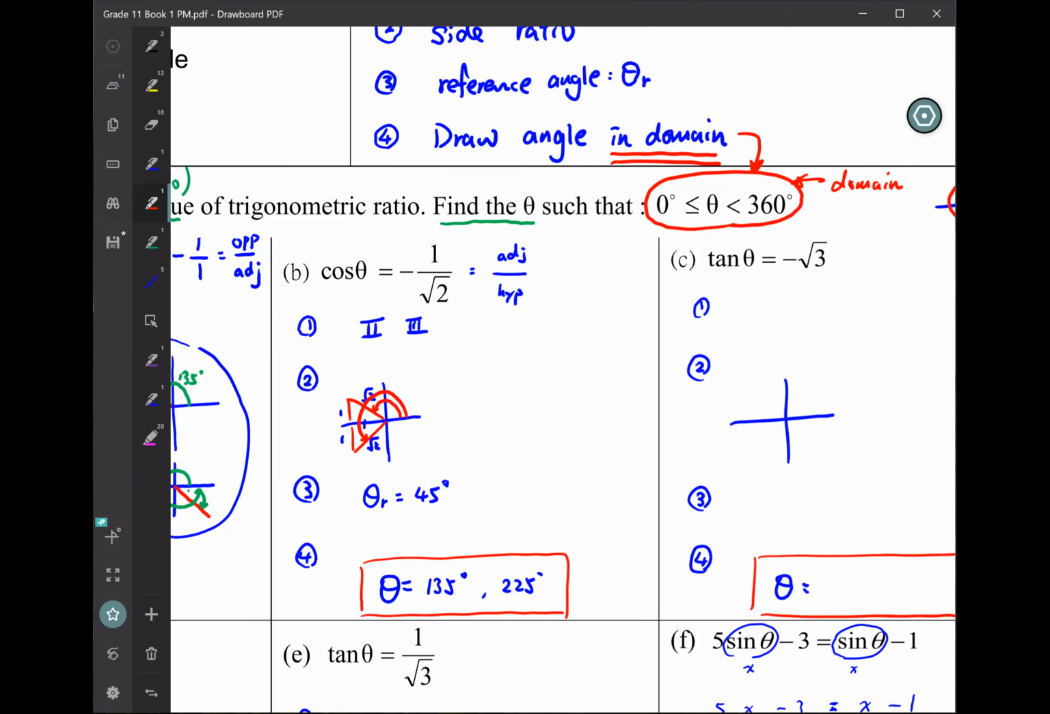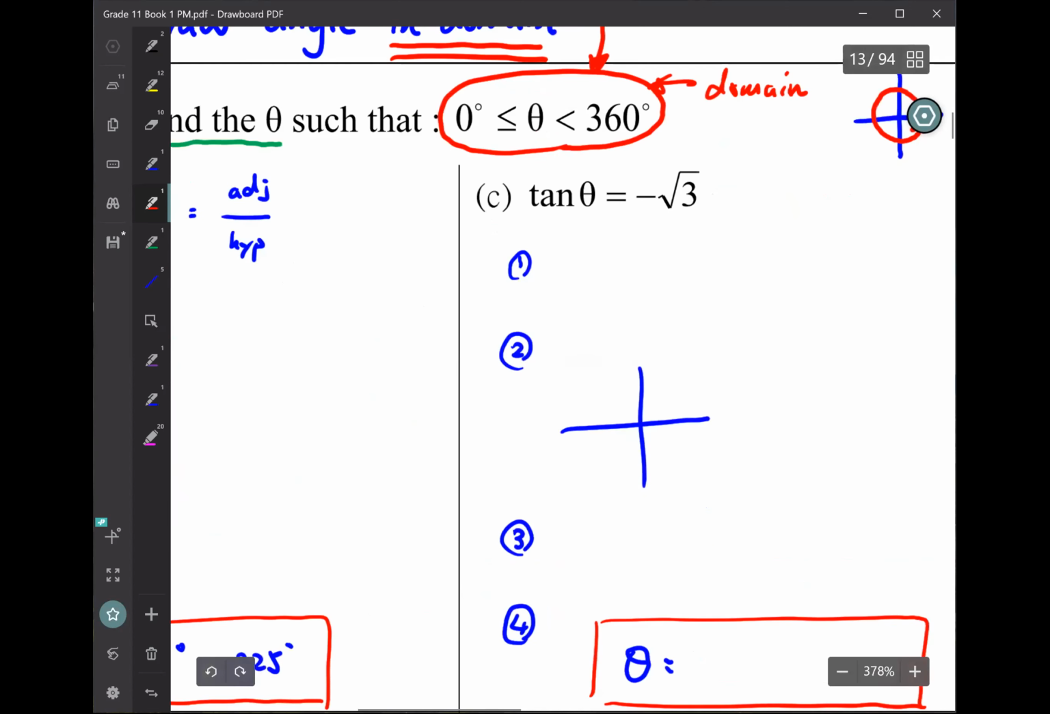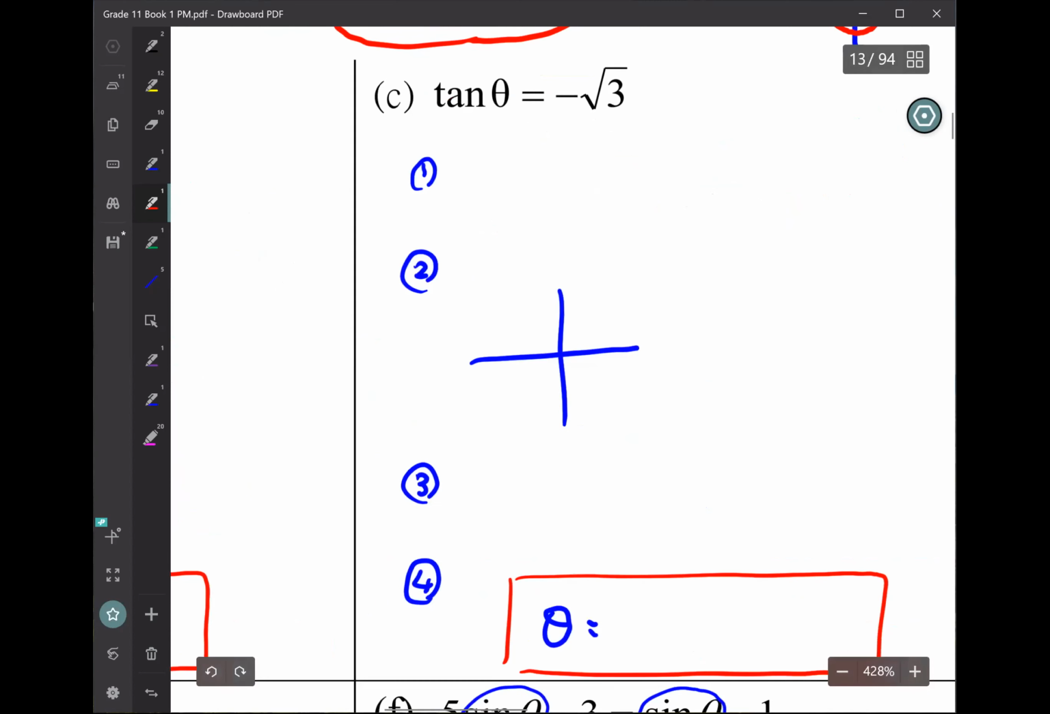Okay, let's look at C. Chris, what's your step one? Chris, are you there? Yeah. Yes, my step one is quadrants 2 and 4. 2 and 4. Okay, thank you.